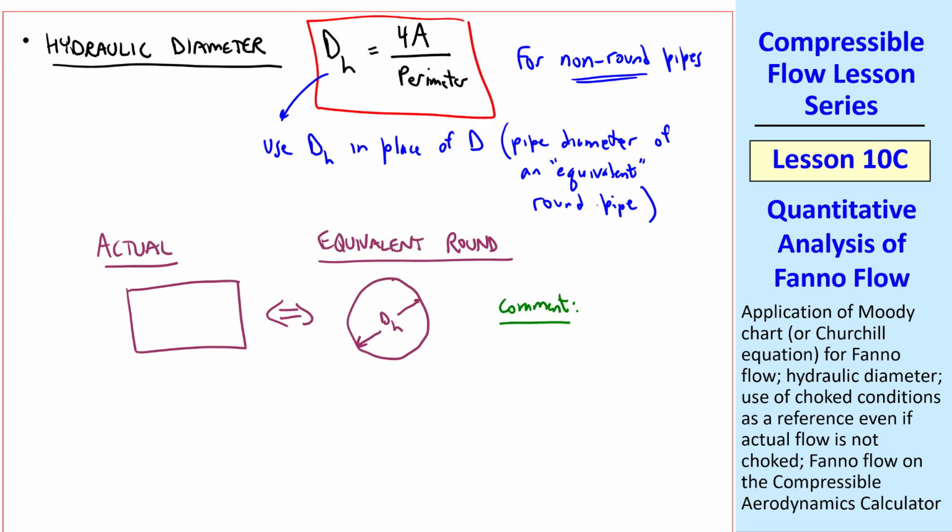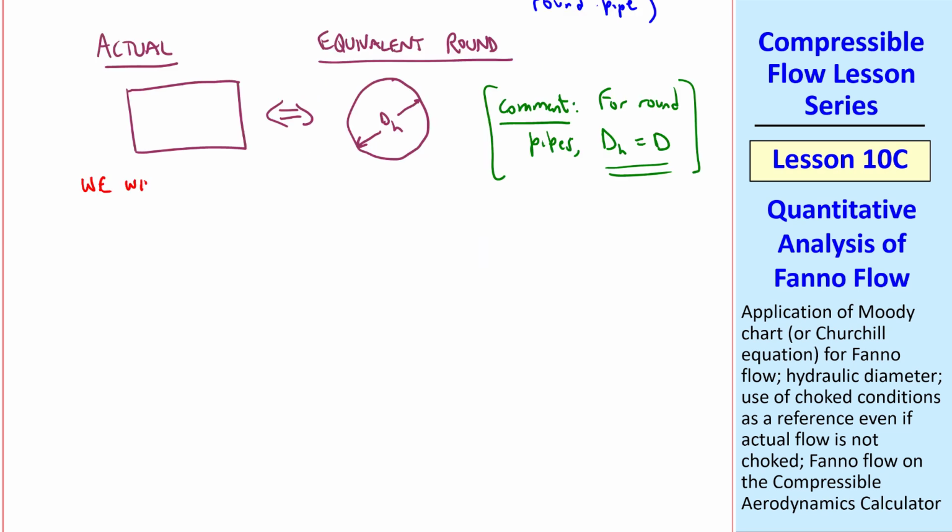And I'll comment here that for round pipes, if you analyze this equation, dH is equal to the actual diameter of the pipe. So we will use the hydraulic diameter and pretend that we have a round pipe, even if our actual duct is not round.